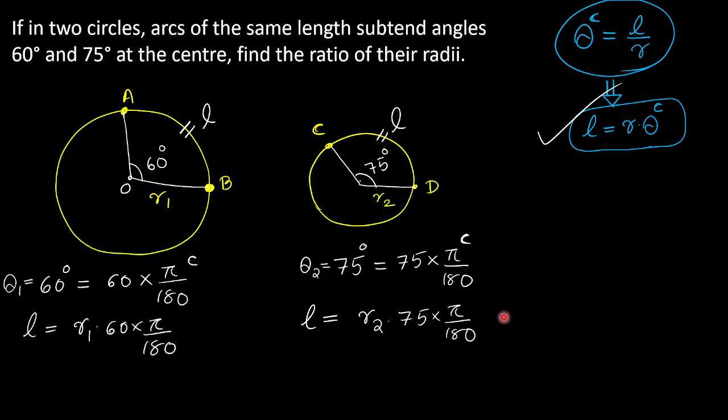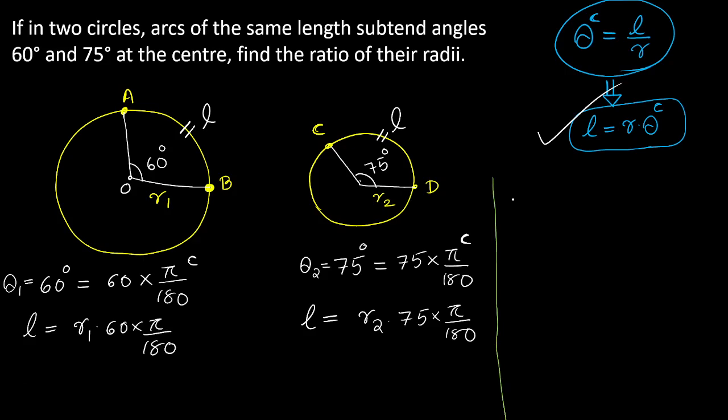So look at this. This one is L. This one is also L. These two are the same thing. Both arc lengths are equal, as mentioned in the question. So this expression is the same as this expression. Both are L, so I can equate them.